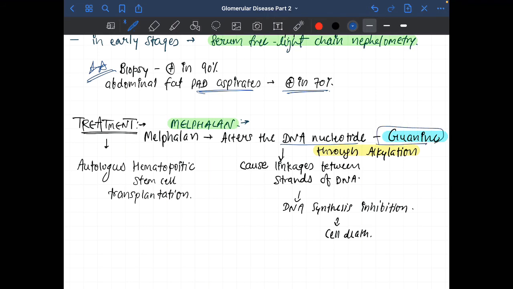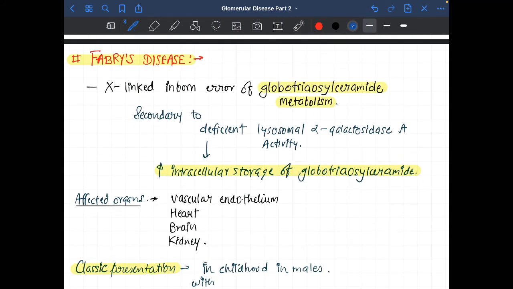It alters the guanine with alkylation and causes cross-linkage between the strands of the DNA. So there will be inhibition of DNA synthesis and cell death. So there will be no production of the amyloid protein, and with no production of amyloid protein, there will be no deposition of the amyloids. Alright, so Melphalan is the treatment of choice.